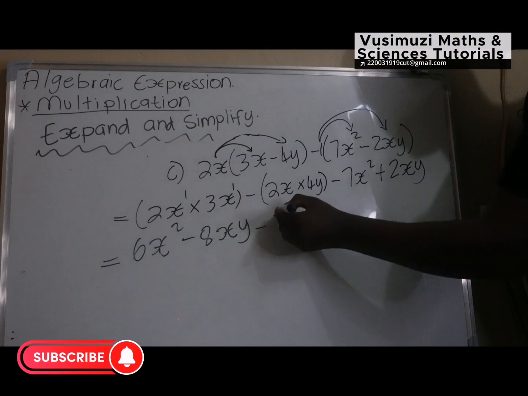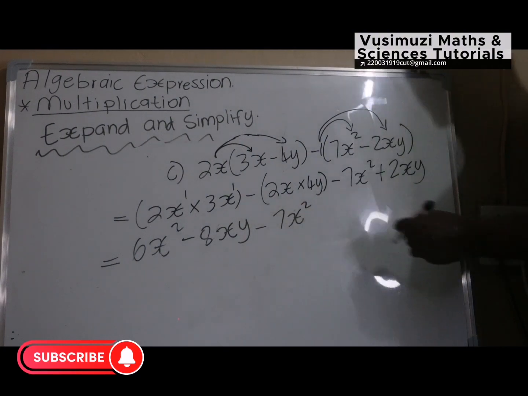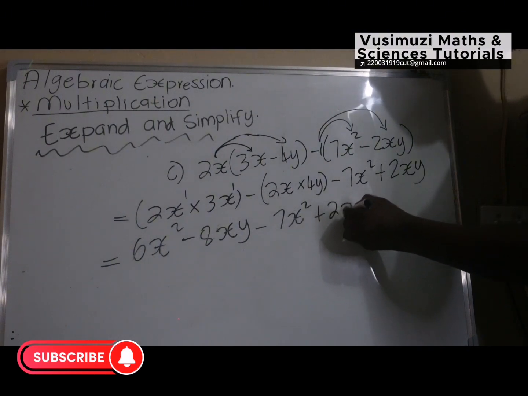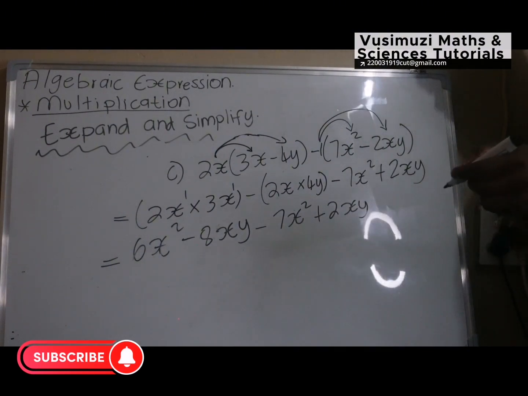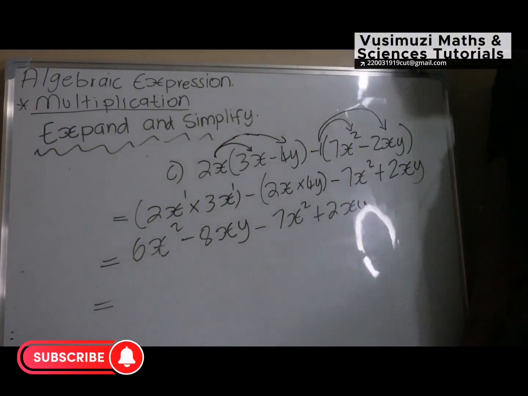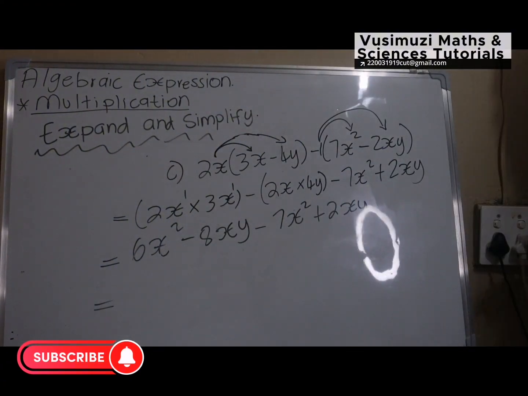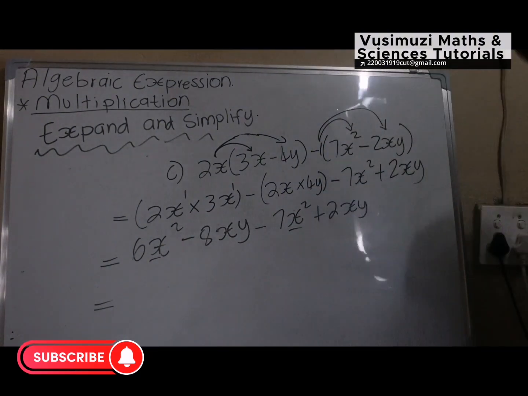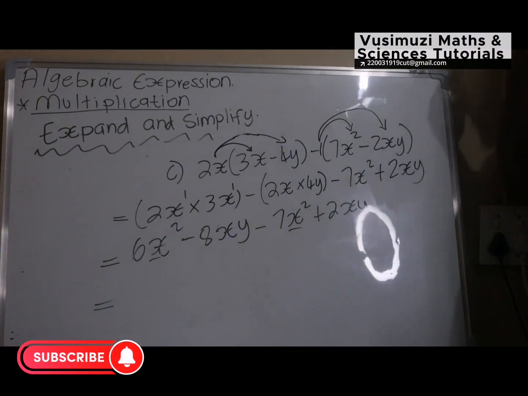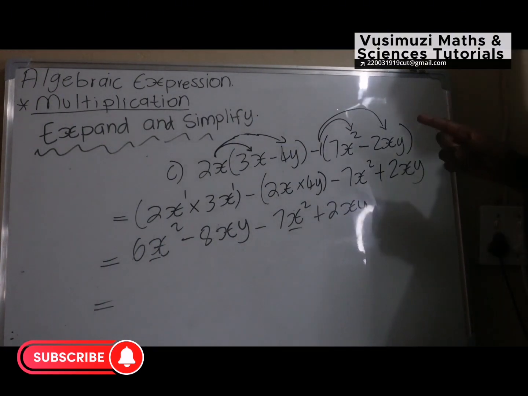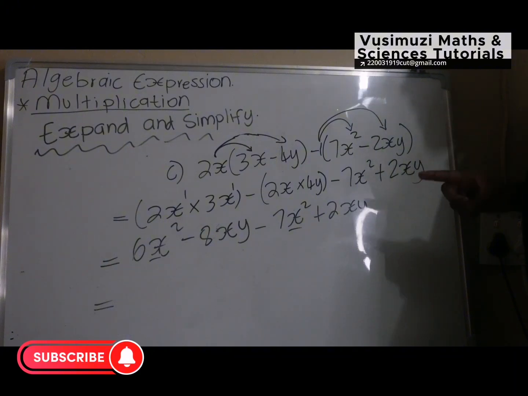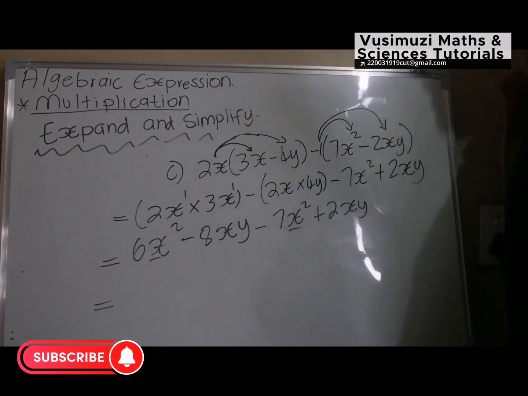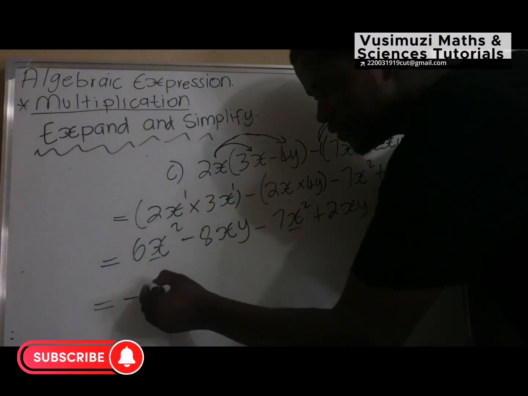Then negative 7x squared has no problems, you bring it down. Plus 2xy also has no problems, you bring it down. Then you check for the like terms. x squared is here, x squared is here, so they are like terms, therefore you add their coefficients. You drop down x squared and add the coefficients: 6 minus 7 is negative 1.